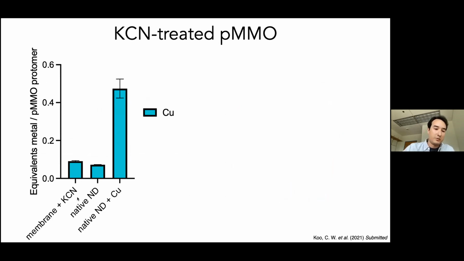But upon treating with cyanide and then isolating PMMO and reconstituting into a disc, I was able to see that there was a severe reduction in copper for this sample. And then what I did in parallel was to treat with cyanide and then add copper back to the membrane, which we've shown restores catalytic activity. And then upon isolating that PMMO from the membrane and then reconstituting into a native nanodisc, I was able to get more copper in that sample.